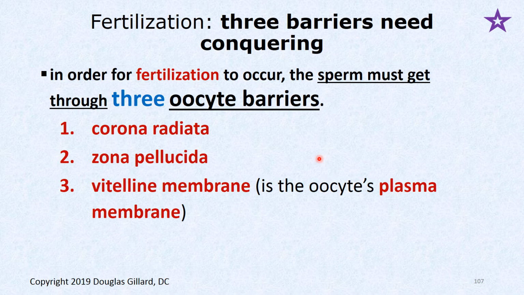And then there is the vitelline membrane. I don't think people are going to call it that, but you never know. It's just the plasma membrane of the oocyte. So corona radiata, the zona pellucida, and the plasma membrane of the oocyte. I mean, ultimately, you've got to bind with the nuclear membrane of the oocyte's nucleus as well.